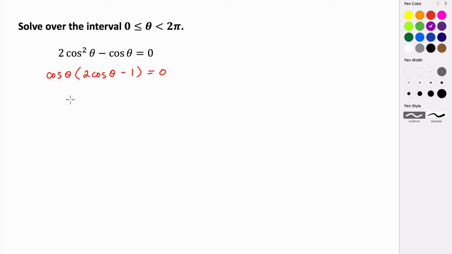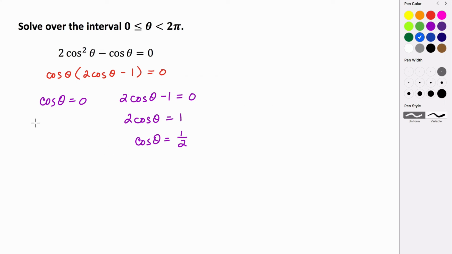So we can just split these apart and say the cosine of theta is 0, and then 2 cosine of theta minus 1 equals 0. And that'll give us values that we can then use to solve, right? So if I solve this a little bit more, try and solve for the cosine, I can add 1 to both sides: 2 cosine of theta equals 1, divide by 2, and so I have the cosine of theta equals 1/2.